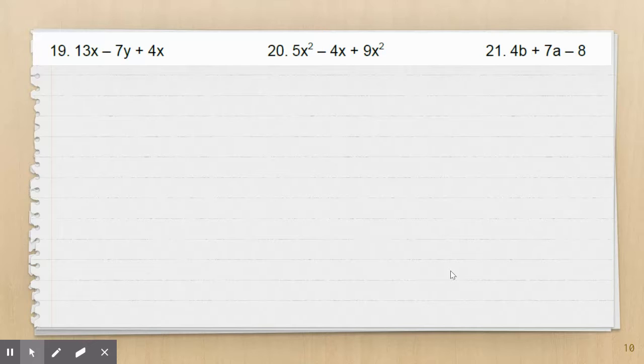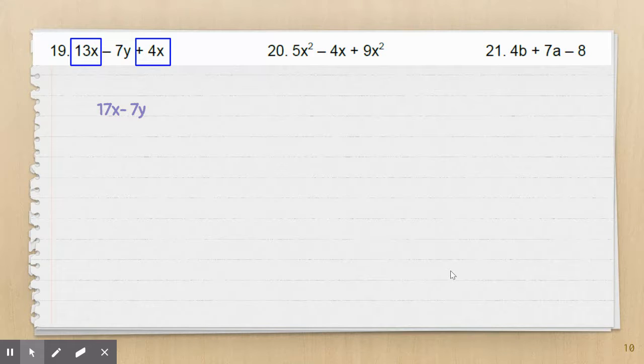So for 19, our like terms are 13x and plus 4x. So we're going to add 13x plus 4x, which gives us 17x. Again, we don't touch the minus 7y, so we have to bring the minus 7y down into our expression.